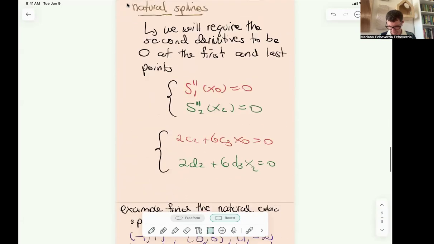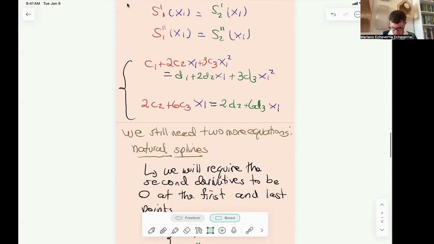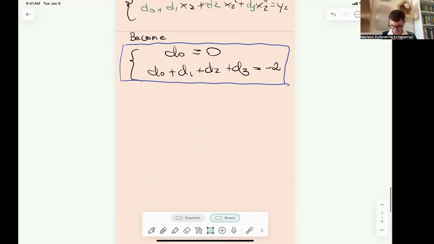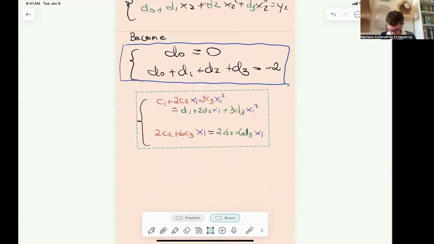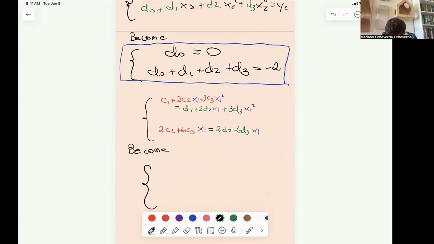Okay, where am I? So then we had these two extra equations coming from the first derivatives. These ones are also easy, right? Because x1 is 1, 0, so it just becomes that c1 equals d1, right? And similarly c2 equals d2 as well.